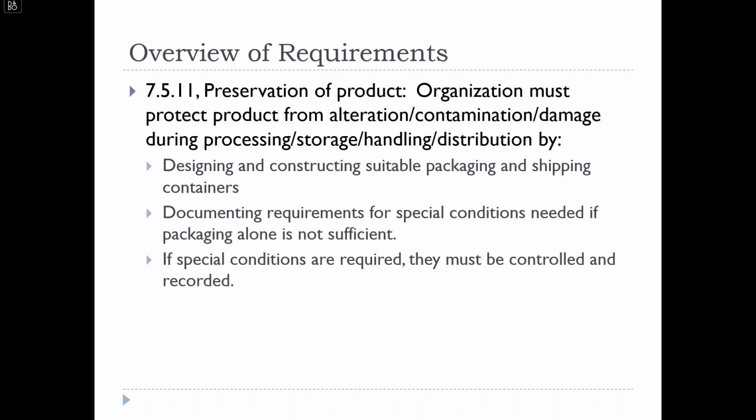(7511) relates to preservation of product. The organization must protect product from alteration, contamination, and damage during processing, storage, handling, and distribution by making sure that the packaging and shipping containers are suitable. If there are any special requirements, if packaging itself is not sufficient, those need to be documented. And if special conditions are in fact required, they must be controlled and recorded. So how are you monitoring them and how are you making sure they're met each time?